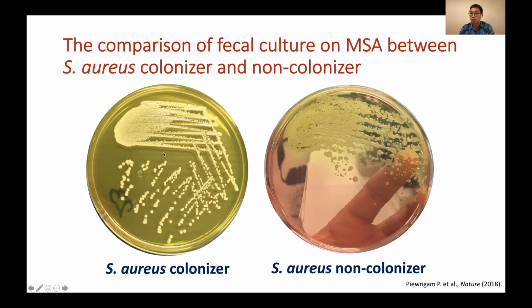So the Staph aureus colonizer, obviously they have Staph aureus on the plate. All over the plate is Staph aureus. But the Staph aureus non-colonizer, they don't have Staph aureus on the plate, but they have something really interesting on the plate. And later on, after extensive experiments, we found that this is a Bacillus species. Later on, we found it is Bacillus subtilis.